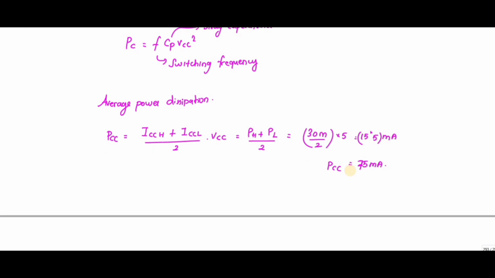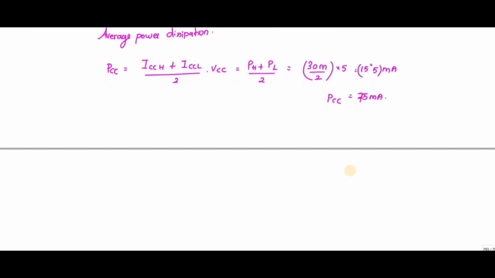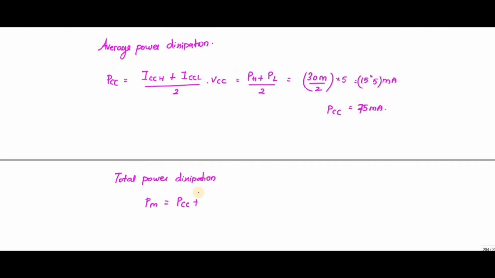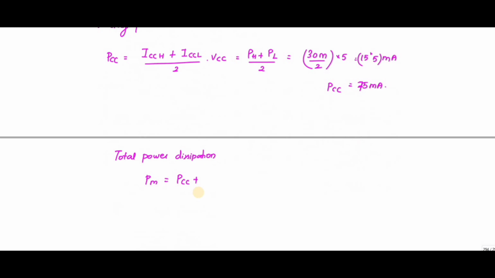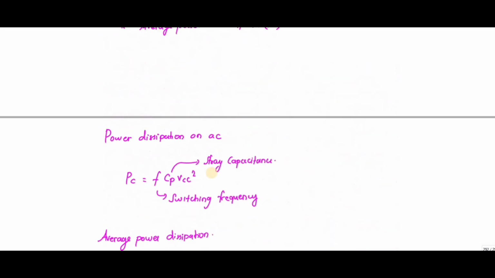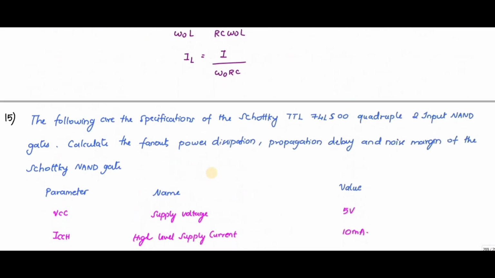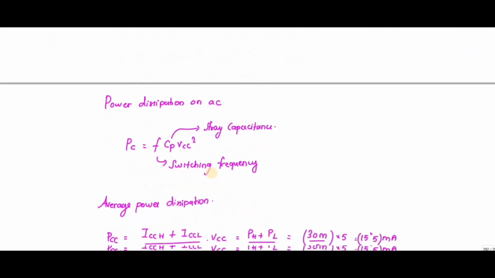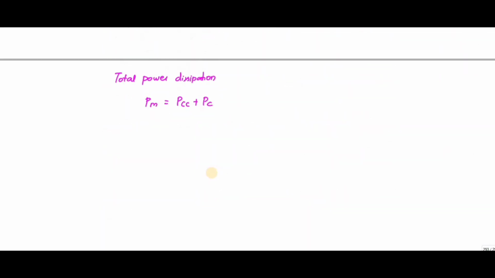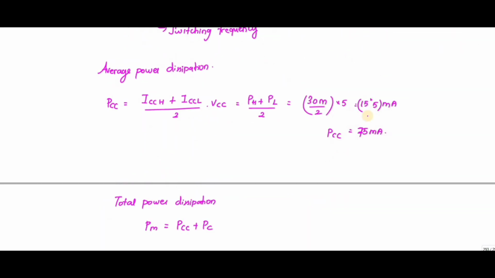If I want to find the total power dissipation, that is PM, that is equal to PCC plus PC. For this, they haven't given the data like frequency and CP value. They haven't given it. So here you can write this. This is your power dissipation.